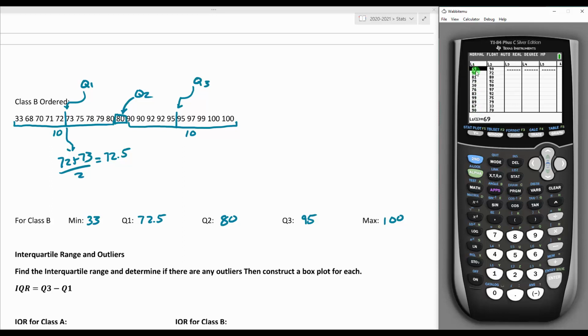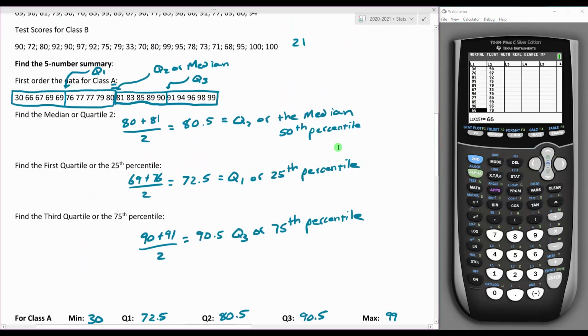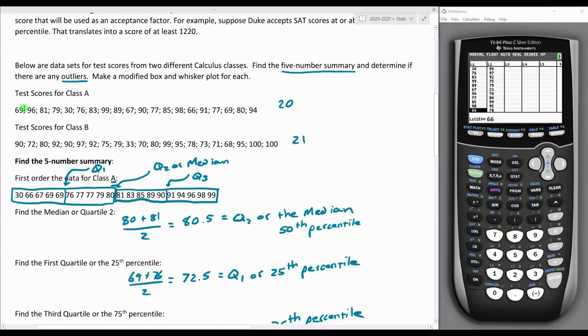So you literally just type 69, hit the down arrow, and it takes you to entry number 2, and you just keep on going through and entering in all of your data. Okay, and if you scroll through here, you'll see it's the same data from class A. It's in the same order here.